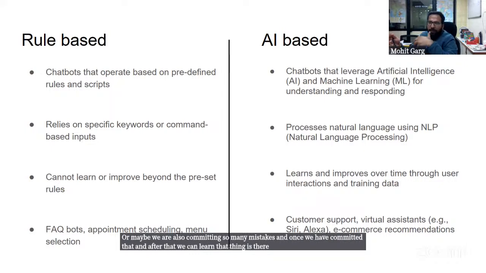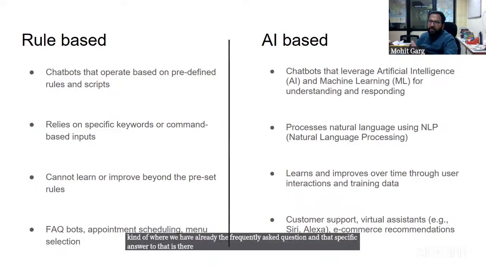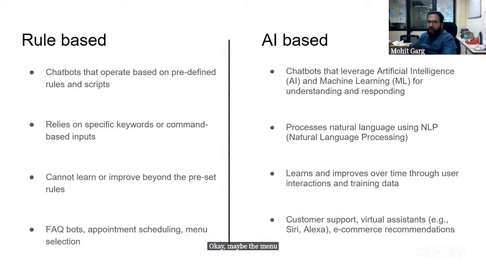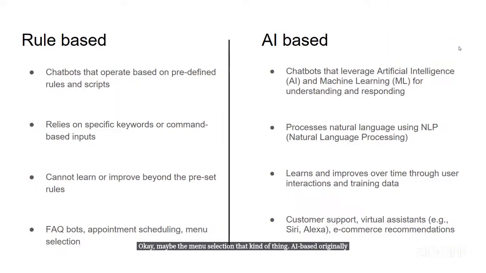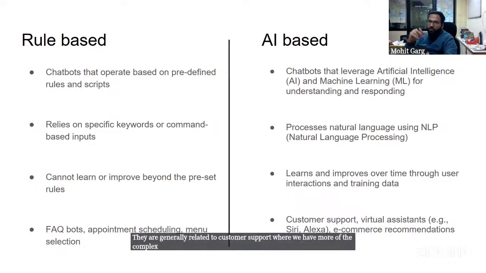Rule-based chatbots are important where we already have frequently asked questions and a specific answer to each, maybe menu selection, that kind of thing. AI-based ones are generally related to customer support, where we have more complex queries, or we have a big database.